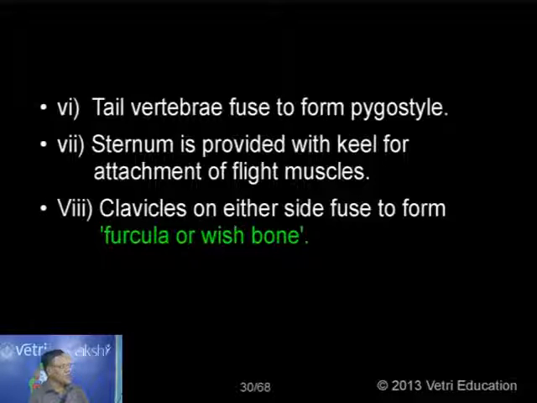And about the clavicle, on either side you see the collarbone, that is called the clavicles. They fuse to form what is called a wishbone, a furcula or wishbone. So the two clavicles are fused together like this, forming a plate-like structure, and that is called furcula, or also called wishbone. As its appearance, it is called a wishbone.